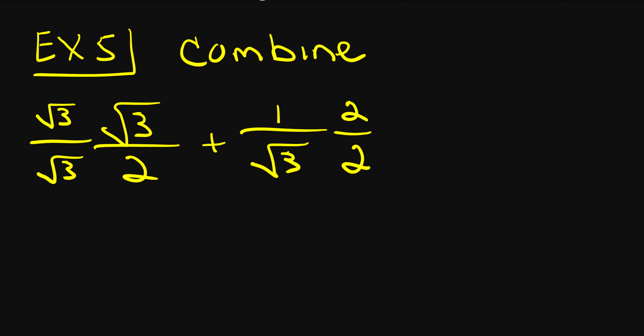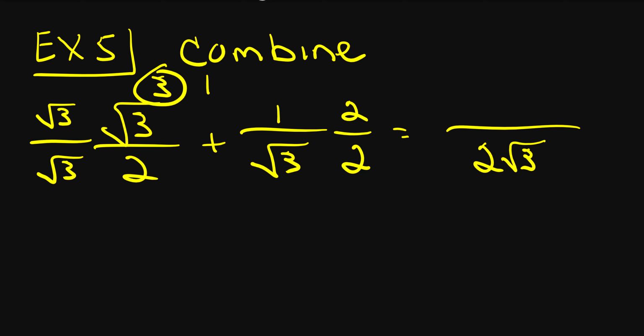All right, nevertheless, let's continue on. So now I know my denominator is going to be 2 root 3, because that's what it's going to equal. They're the same now at that point. And let's figure out what I got up top. Square root of 3 times the square root of 3 is 3. Plus, what is this? 1 times 2 is 2. And 3 plus 2 is 5. All right, so I've got 5 over 2 root 3.